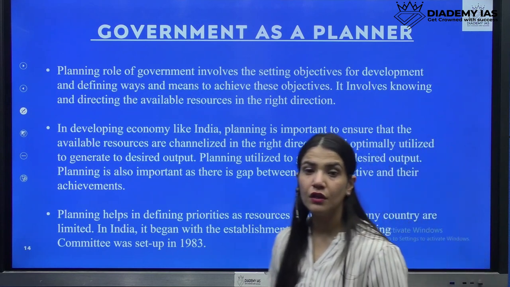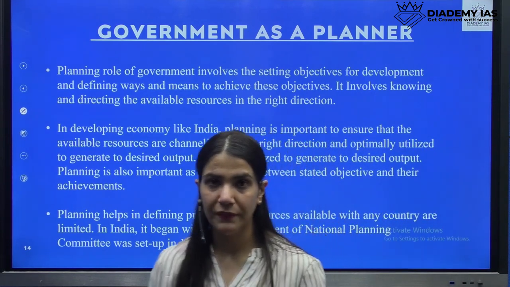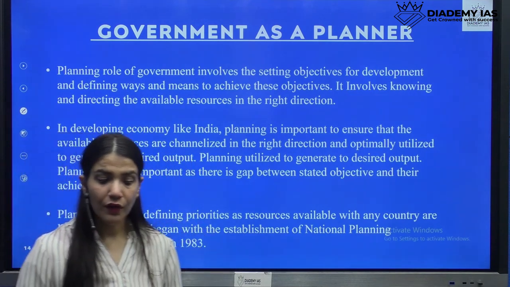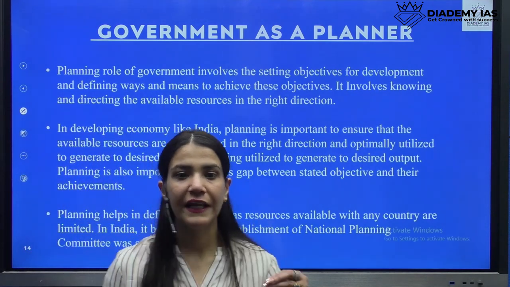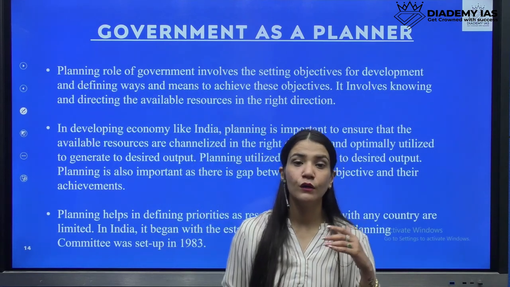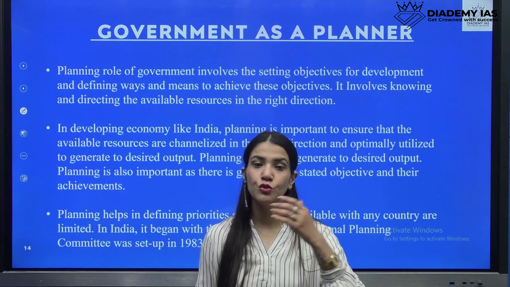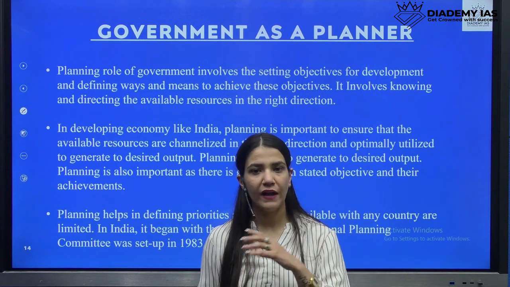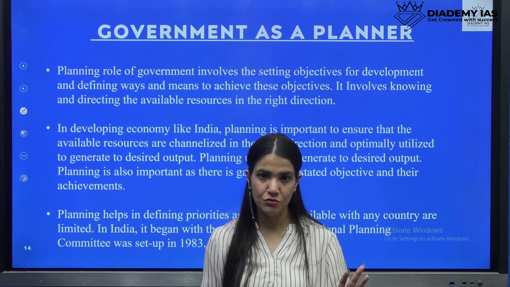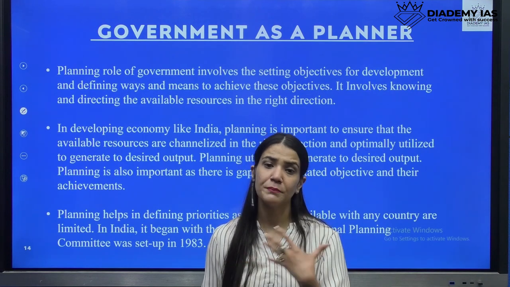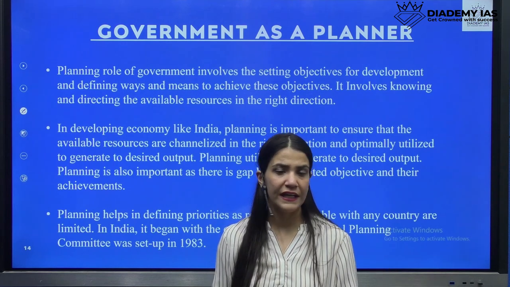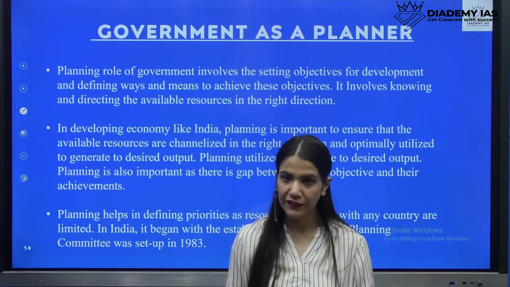Now, we come to the third important function of the government, and that is government as a planner. When we talk about government as a planner, in a developing country like India, always remember that the resources are very much limited. So government cannot just let all the business organizations use all the resources and think that these are the major players in the market, these are the only companies that are going to use the resources. The other organizations, be it small or medium scale, they don't need any such resources, or they can rely on any other substitutes. No, that is not the case.